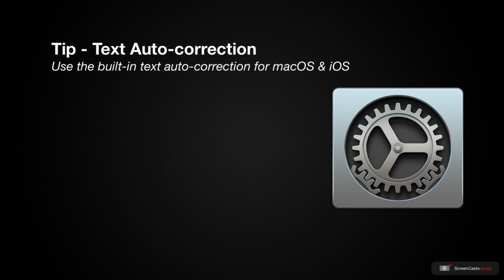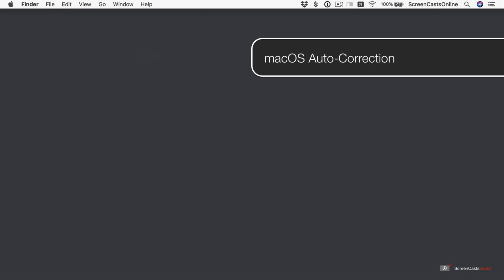Now, there are many text autocorrect apps available for the Mac and iOS, and we've covered many of them in previous shows. However, if you don't want to go to the expense of a separate third-party app and your needs are fairly simple, you can use the built-in text autocorrection features of both macOS and iOS. Let's start by taking a look at autocorrection in macOS first.